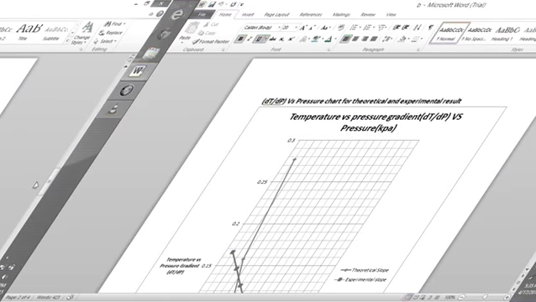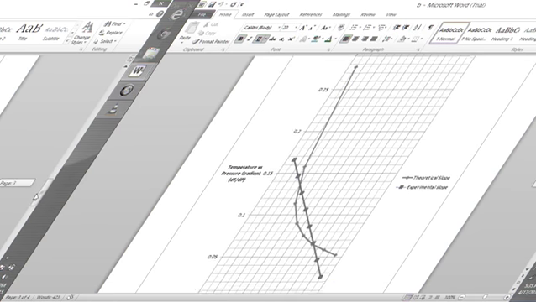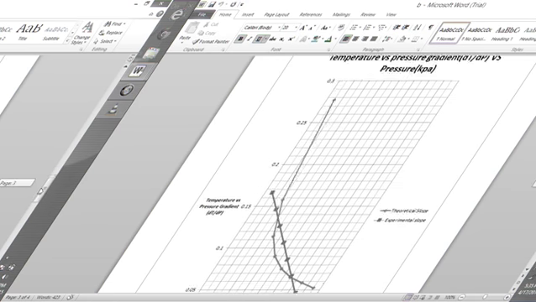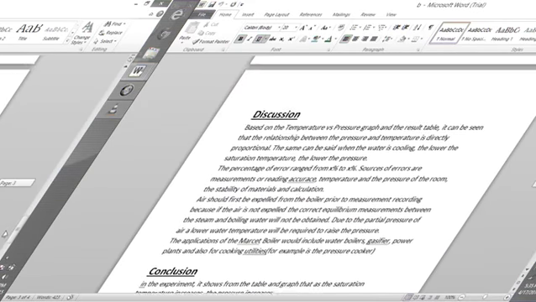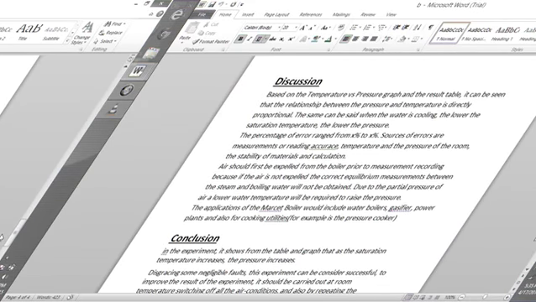You can see there 0 to 900, at each 100. The temperature is in degrees Celsius and the pressure is in kPa. I forgot that, I'm sorry. Alright. And the other one, which is dT over dP versus pressure chart for theoretical and experimental results. You can see it.